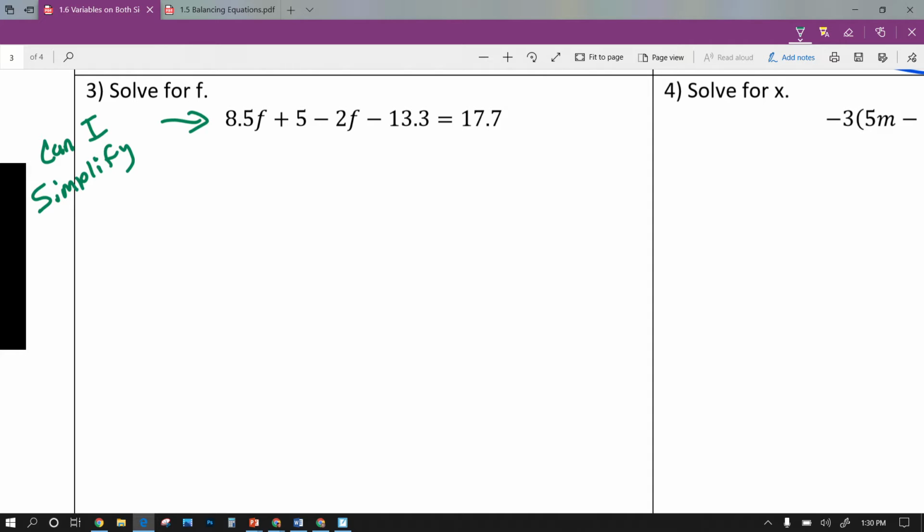So in this instance, we can simplify because I can see that there are two variables. There's an f here and an f there. Those are both the same variable, which means I can combine those terms. Those terms are like terms because they have the same variable. They both have f. So I have 8.5f and I have a minus 2f.